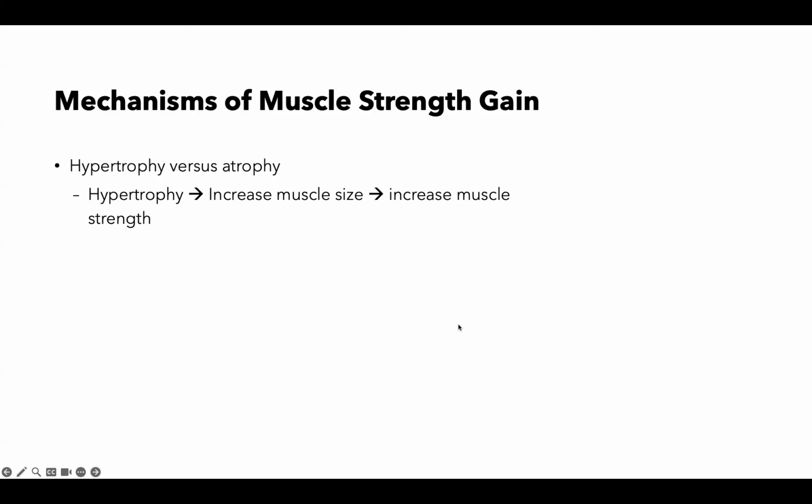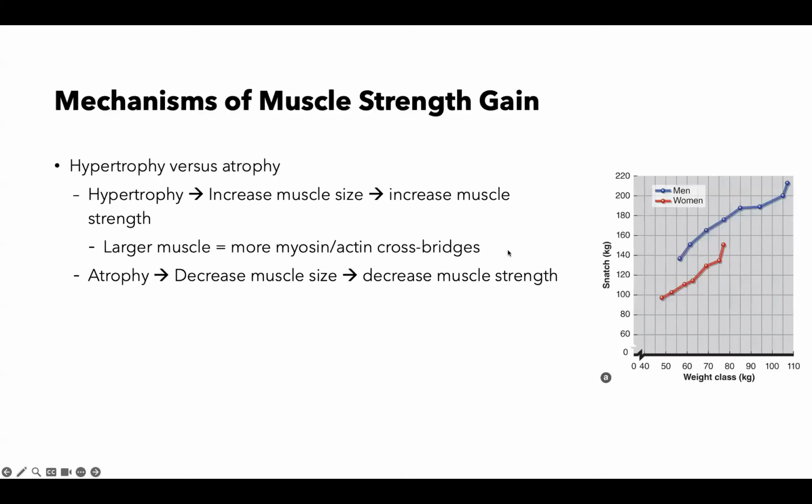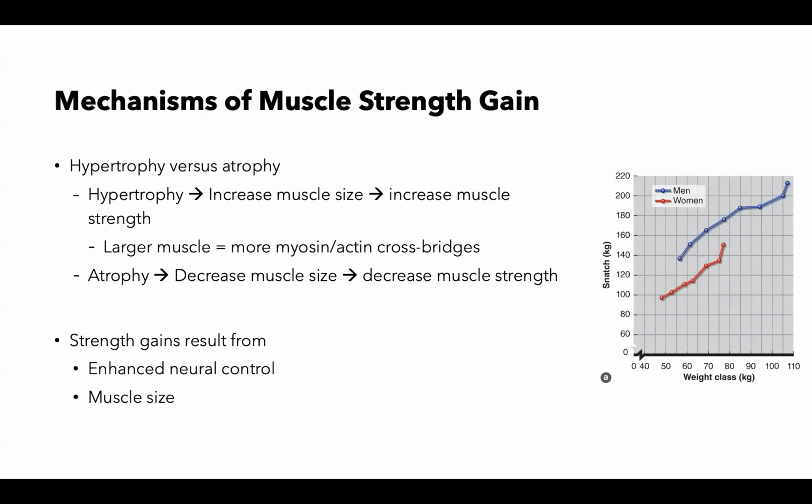So thinking about hypertrophy versus atrophy, with hypertrophy, we're going to see an increase in muscle size and an increase in muscle strength. With larger muscles, that means we have more myosin and actin cross bridges, which allows for more force development. With atrophy, it's the opposite, right? We have a decrease in muscle size, and a decrease in muscle strength as a result. And that is really because we have fewer myosin actin cross bridges allowing for force development. And as I mentioned earlier, we have strength gains as a result of enhanced neural control or muscle physiology, like changes in our muscle size, as we're talking about here.